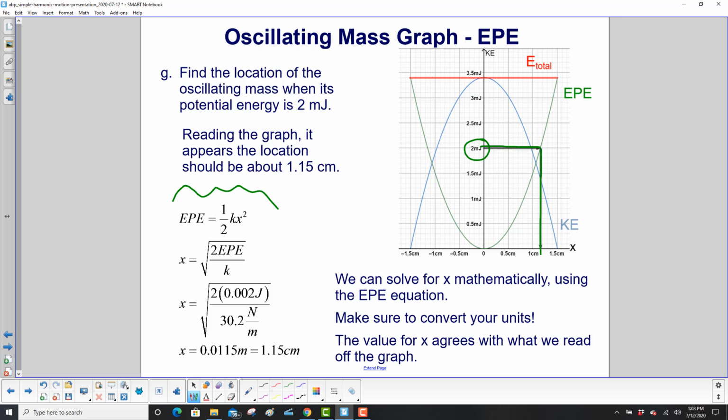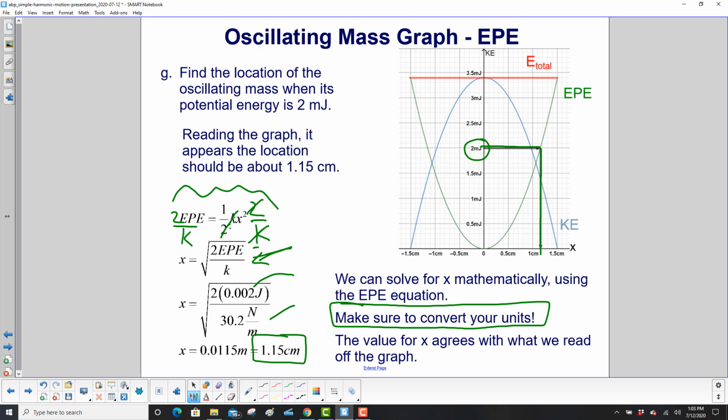Or use the equation. EPE is 1/2 kx squared. Multiply both sides by 2 over k. All right, that'll cancel this, so you're just left with x squared. And you have a 2 over k in front of the EPE. Then take the square root, right? Because we don't want x squared, we want x. Once again, we go from millijoules to joules by moving the decimal 3 places. So 2 millijoules is 0.002 joules. Here's our value of k that we found, and we get 1.15 centimeters. And make sure you convert your units.